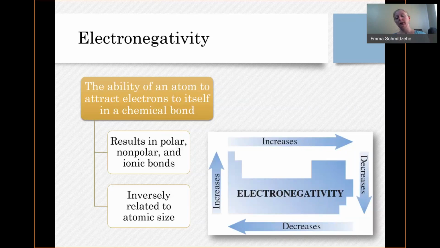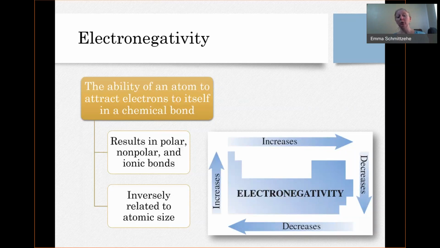So whichever way you want to think about it, if you're thinking about smaller atoms, your electronegativity has got to be increasing, and with larger atoms, your electronegativity is decreasing. So you can always look at the periodic table and get a general idea of how one element's electronegativity relates to another.